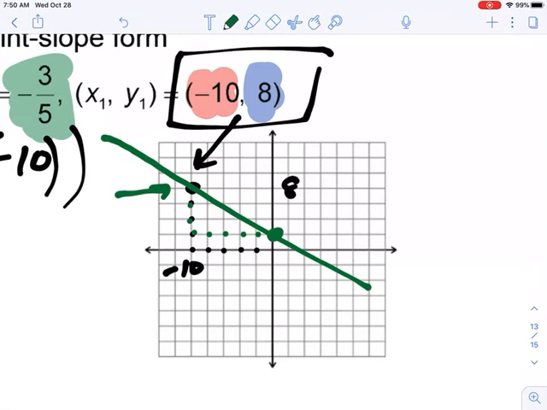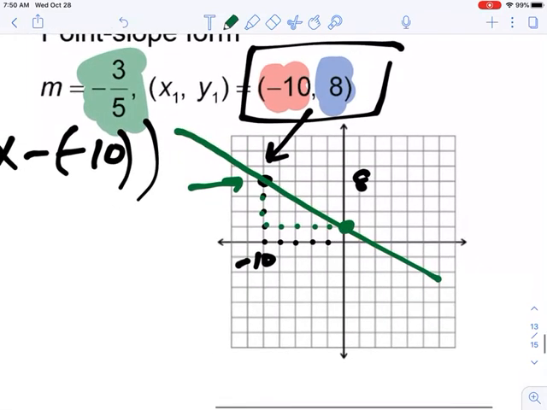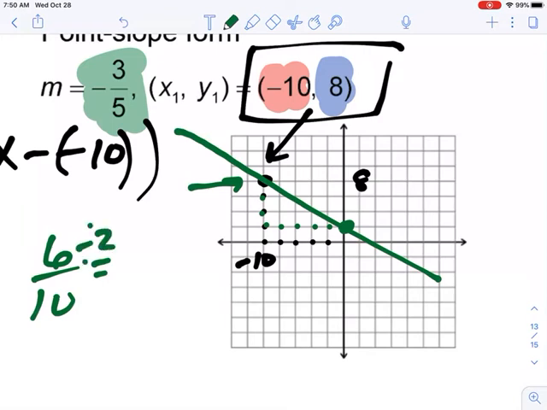Now, some of you may be saying, wait a minute, you went down 6 because you counted by 2s. You went over 10 because you counted by 2s. Well, that's okay. You're correct. I did go down 6 and over 10. But 6/10 reduces to 3/5, same as we had up there.